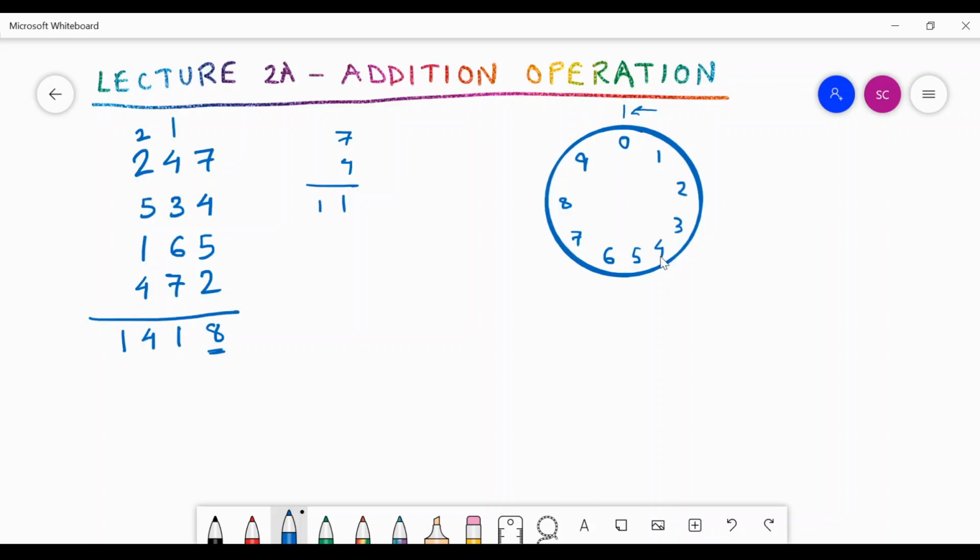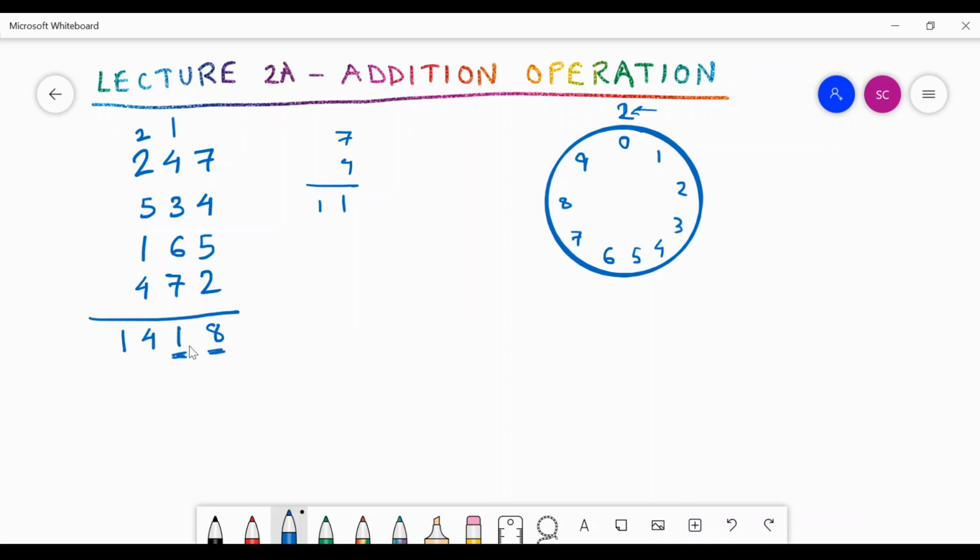So after adding 6, we have to further add 7. 1, 2, 3, 4, 5, 6, 7. So we reach here, but we have crossed the clock twice. So it becomes 2. So we have to keep a track of what? Only how many times we are crossing the clock, crossing the 0 position. That's what we need to keep the count. And where we reach is exactly what we write down here.